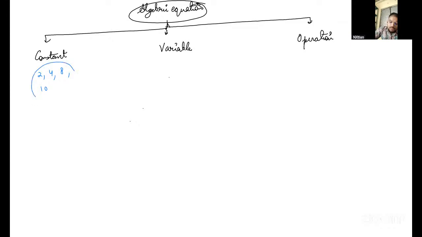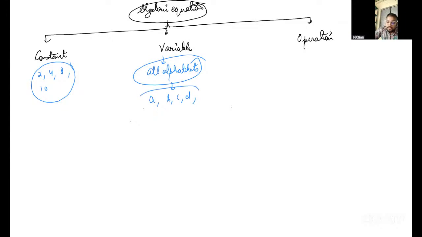Now, the second is variable. Variables are the alphabets. All alphabets come under variable, which doesn't have a fixed value. For example, if in one question you got the value of x as 10, in the next question the value of x will be different. It won't be the same as the previous question. So all alphabets which don't have their own value are called variables, like A, B, C, D, E, F, G. All these are called variables.